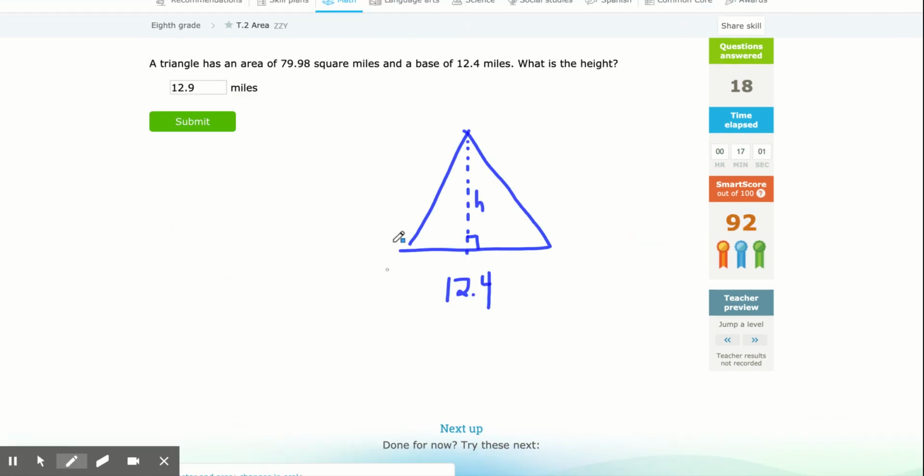When you get to word problems, I recommend just drawing a little diagram or figure. Base is 12.4. The area is 79.98. And all we're going to do to find the height, again, is double the area and then divide by 12.4 to find the height of 12.9. Because remember, area of a triangle is base times height divided by 2. So you have to double the area, then divide by the one side you know, either the base or the height, to find the other one.